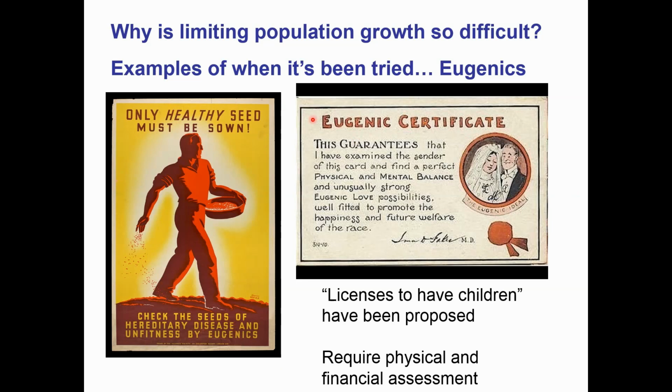And people could even be issued with these eugenic certificates. This guarantees that I have examined the sender of this card and find a perfect physical and mental balance and unusually strong eugenic love possibilities, well fitted to promote the happiness and future welfare of the race. The idea behind eugenics was that people have a physical, financial and mental assessment, and based on that assessment we decide A, if they're allowed to have children, and B, how many children they should have.